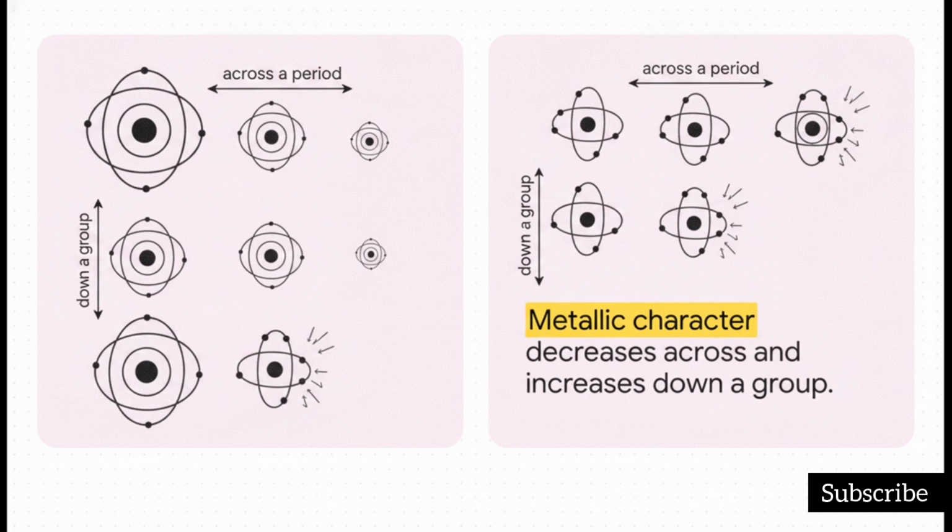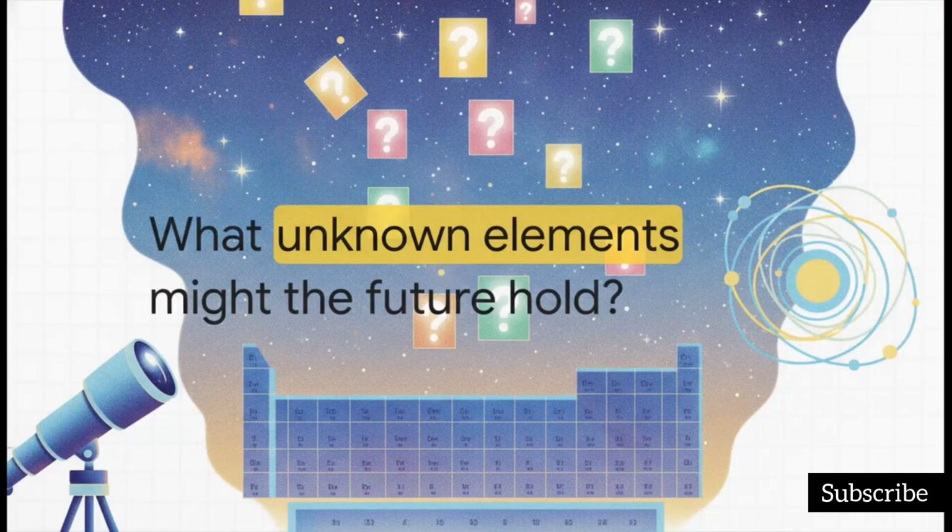Now for metallic character, which just means how easily it loses electrons. It decreases across a period because that nuclear pull is getting stronger. But it increases down a group because as the atoms get bigger and add shells, those outer electrons are so far away from the nucleus that they're super easy to lose. Boom, full marks. And just like that, you have officially mastered the history, the rules, and the trends of the periodic classification of elements. You are totally ready to crush your exams.